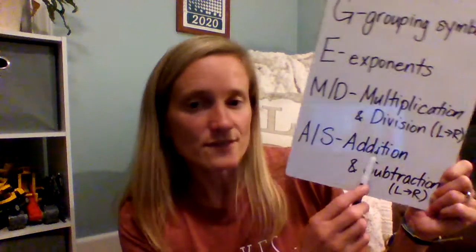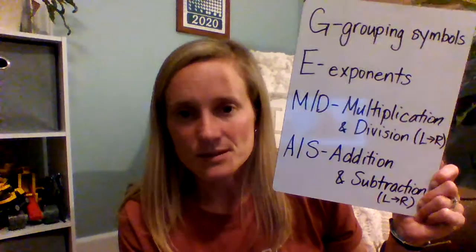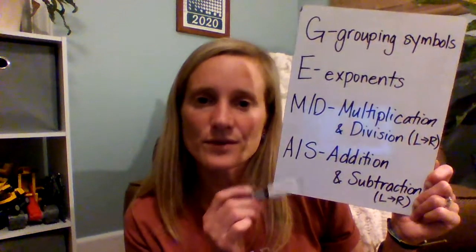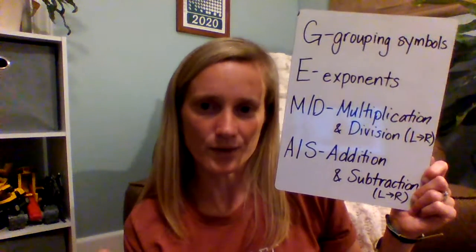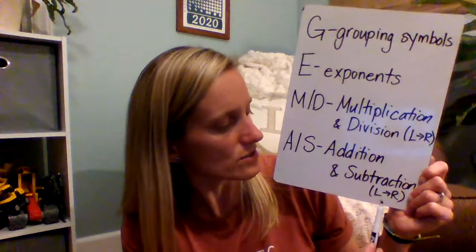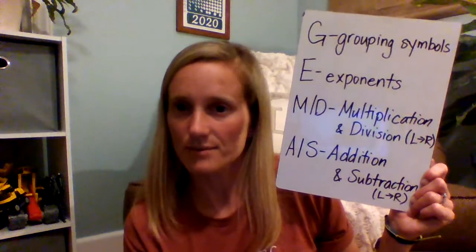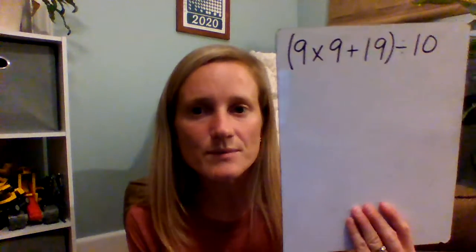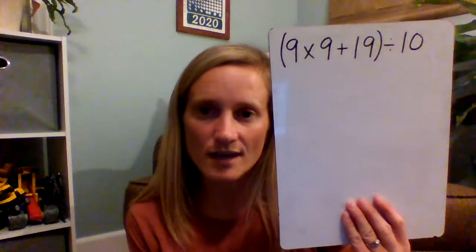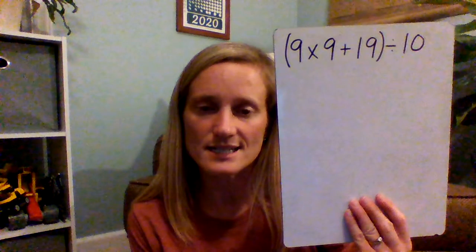The A and the S stand for addition and subtraction, and that works just like the multiplication and division. Neither one of those mathematical operations is ranked in any higher order than the other one. You just do them as you come to them from left to right in the problem. So again, this is right off to the side on your slide, and it's there for you to reference, but let's do some examples. So in parentheses, I have 9 times 9 plus 19, divided by 10.